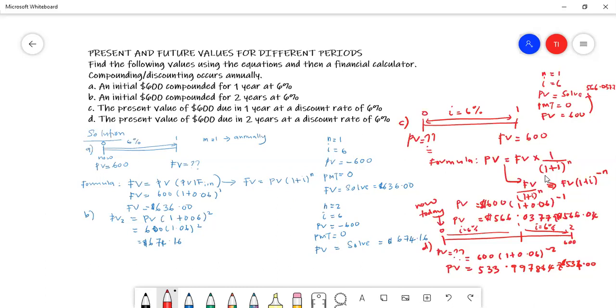So how do you input it in the financial calculator? N equal to 2, I equal to 6. PV you will press at the end. Payment is equal to 0. Future value equal to 600. So you will press solve. You get the answer of around 533.99782.